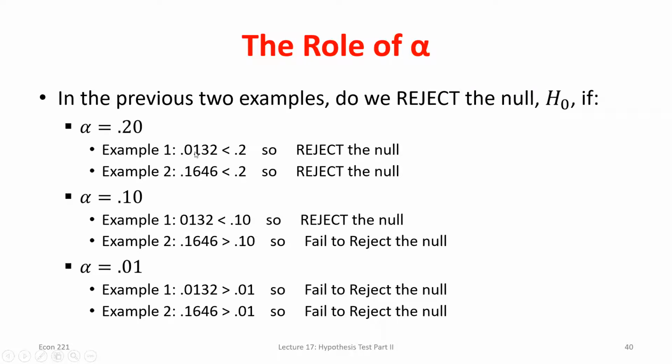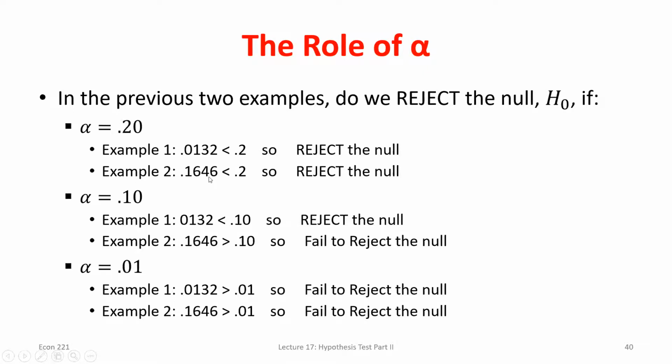If my p-value for that first example is 0.0132, I could reject for an alpha of 0.2, which would be the 20% significance level, or 80% confidence. I could also reject, because that p-value is less than an alpha of 0.1, at the 10% significance level, or a confidence level of 90. But then I failed to reject at the 99% confidence level, or alpha of 0.01, 1% significance level. Okay.